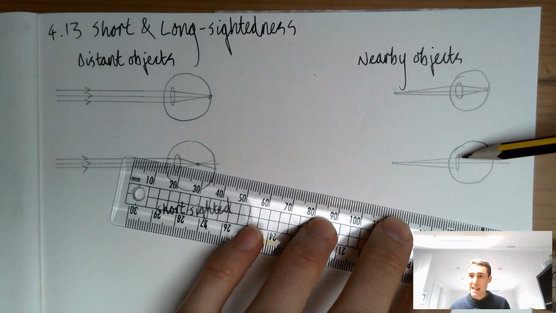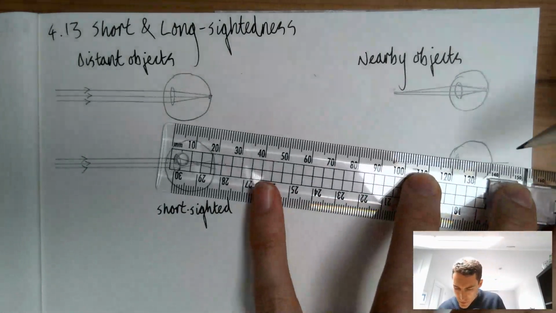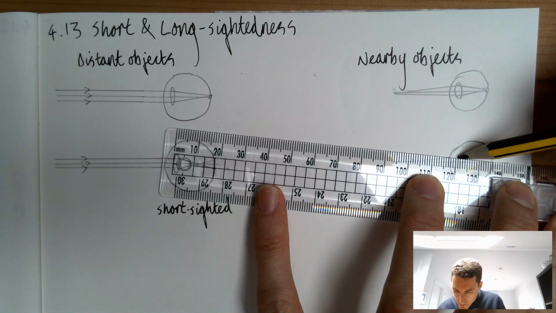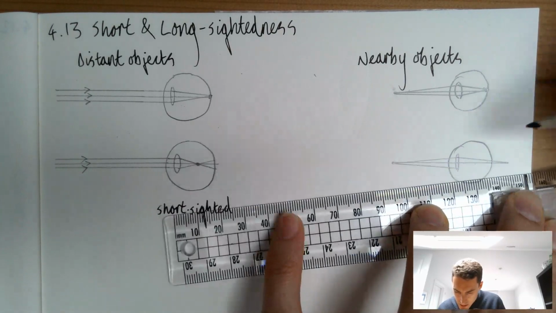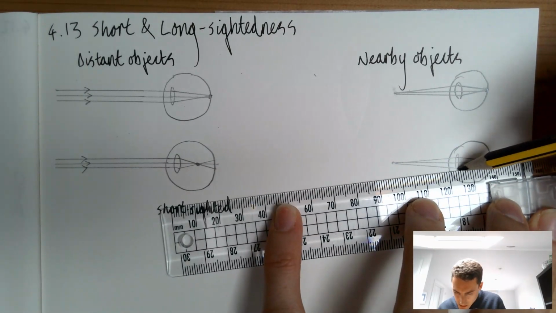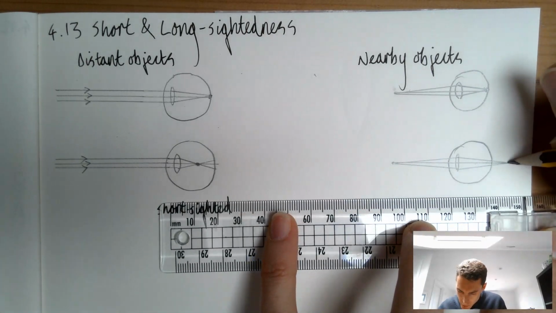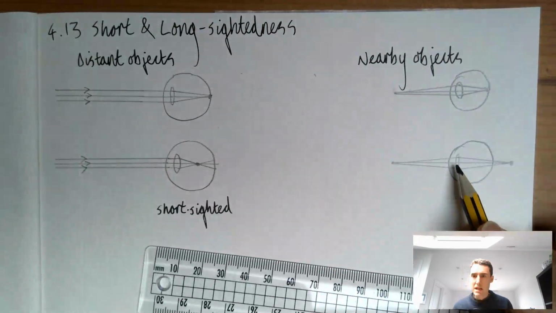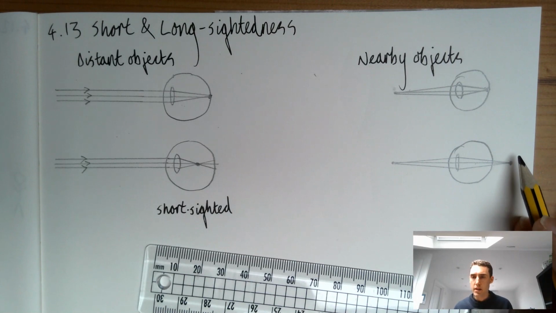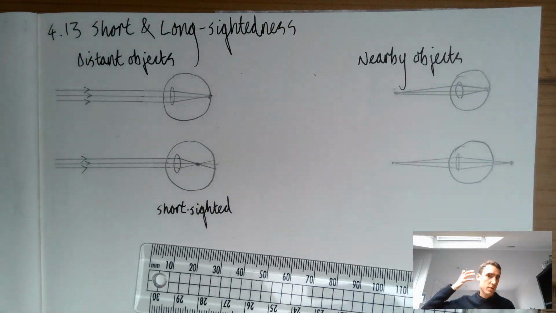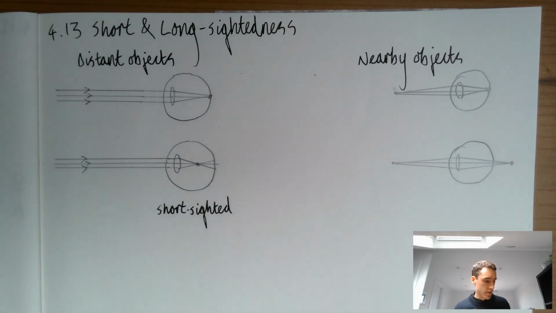Essentially, these rays of light cannot refract enough. Therefore, they end up only being focused somewhere, some imaginary place behind the retina. Now, it's important that students don't think rays of light are passing through the retina and ending up somewhere in your brain or something like that.